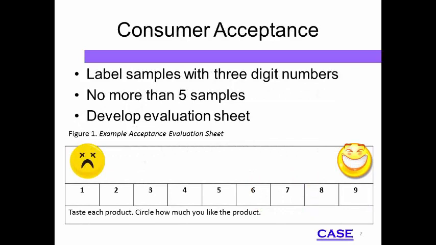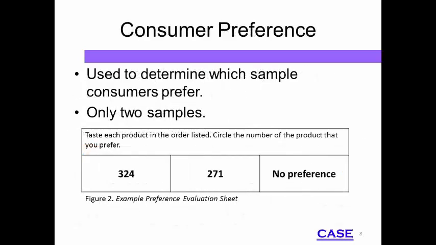An acceptance test can be more than one sample. The test is used to evaluate how well panelists like the food product. It is unreliable to allow panelists to test more than 5 samples. When developing evaluation sheets for acceptance tests, use numbers between 1 and 9 or smiley faces of varying degrees. On a preference evaluation sheet, you should have both sample numbers and a no preference option.